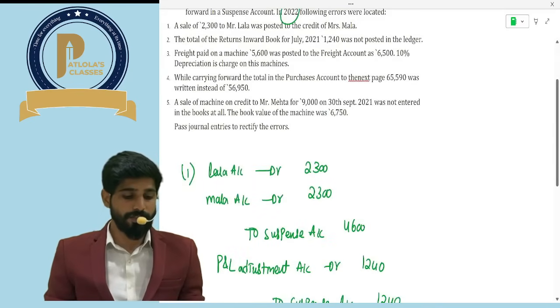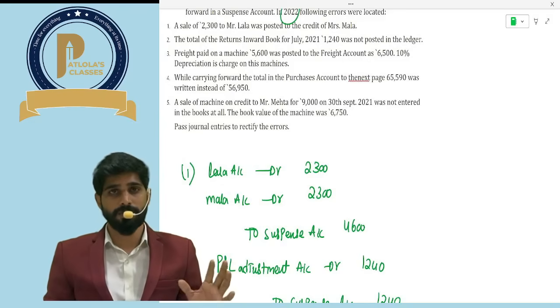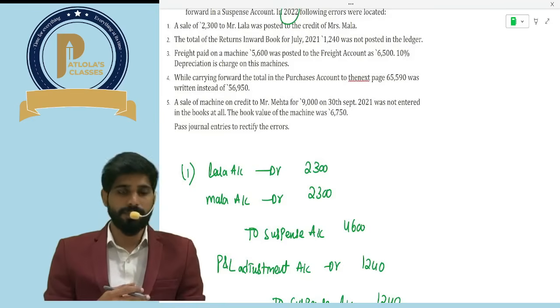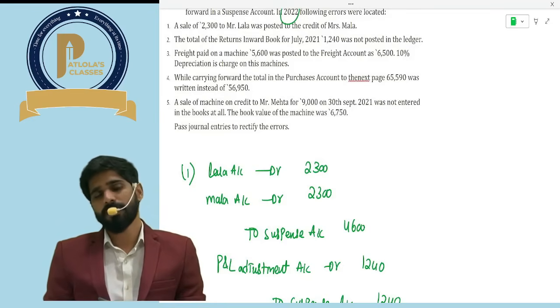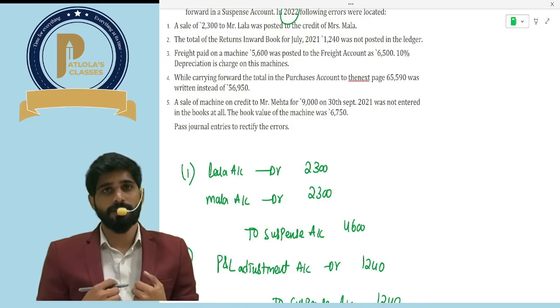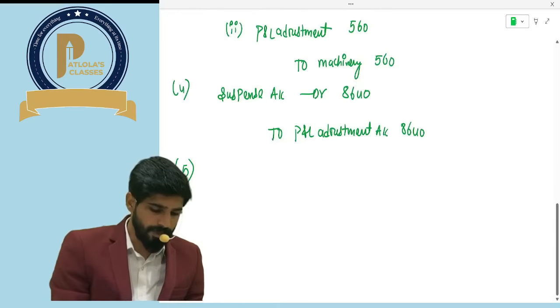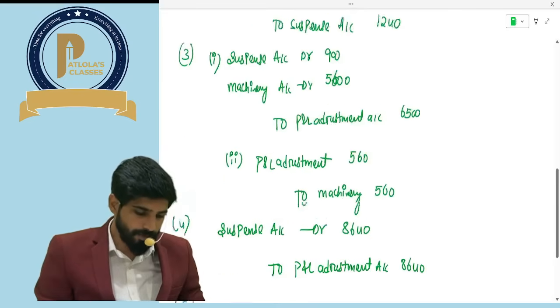A sale of machine on credit to Mehta for 9,000 was not entered in the books at all. It means it's a complete omission. There is no suspense, nothing, because on the debit side it is not taken, on credit side it is not taken. The book value of the machinery is 6,750. As very simple, whenever you sell any machine for profit on credit, you will not be getting any cash. So his account will be debited. Whose account will be debited? Mehta account will be debited. So Mehta account debit.